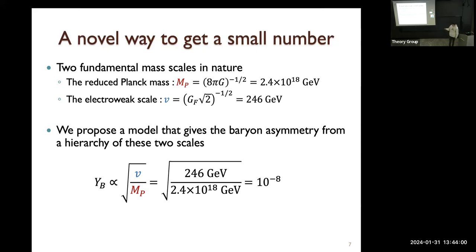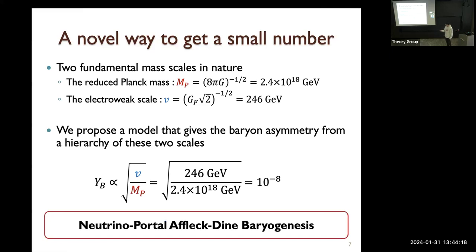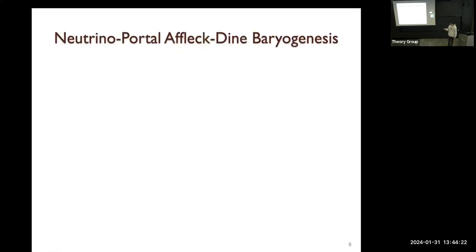This may be just a coincidence, that the square root of the ratio between two fundamental scales is similar to the baryon asymmetry, but it may have a hint for new physics. So let's see what kind of model gives this kind of relation. Our model is neutrino-portal Affleck-Dine baryogenesis. Let me briefly introduce this neutrino-portal Affleck-Dine baryogenesis.